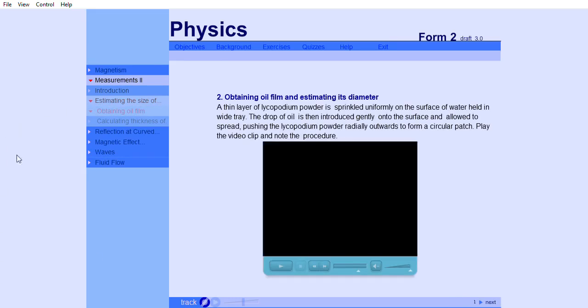Obtaining oil film and estimating its diameter. A thin layer of lycopodium powder is sprinkled uniformly on the surface of water held in a wide tray. The drop of oil is then introduced gently onto the surface and allowed to spread, pushing the lycopodium powder radially outwards to form a circular patch. Play the video clip and note the procedure.